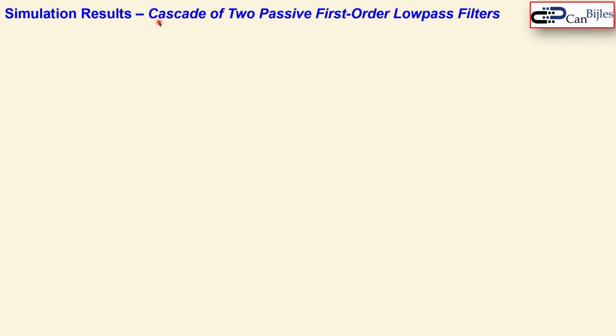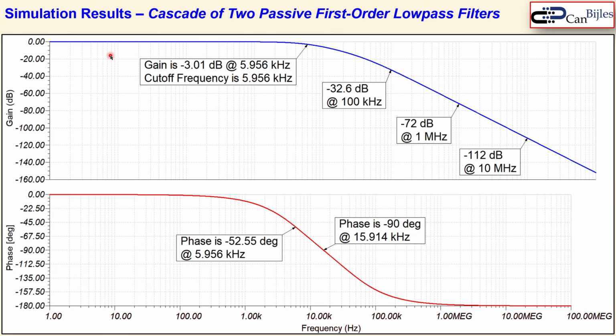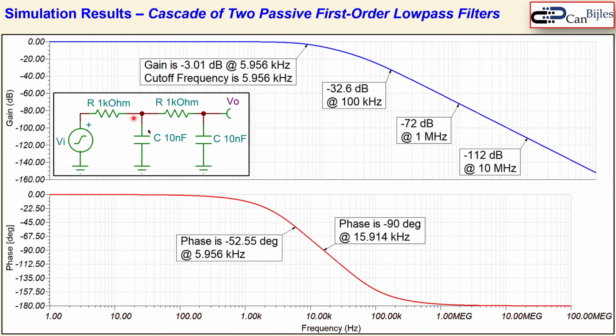Okay, now let's go to the simulation result for the second case, which is the cascade of two passive first order low pass filters. This is the situation, and this is the circuit. Again the same two values for the resistor and capacitor, but now we add another one. What happens here? You see the slope has changed from minus 20 to minus 40. At 1 megahertz you see minus 72 dB, and at 10 megahertz, which is 10 times larger, it goes down by 40 dB, which is now minus 112 dB.